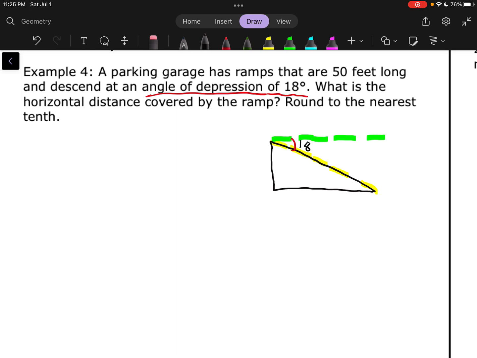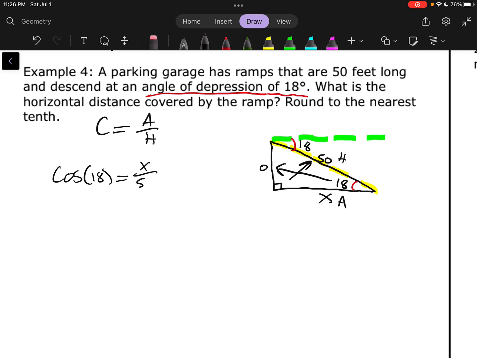What's the horizontal distance covered by the ramp? Our horizontal line is this one, right? So let me flip that angle of depression down here. I'm going to write the 18 down here. And they also said that the ramps are 50 feet long, so this is actually the ramp. That's the 50. If I draw my arrows, that's my O, that's my H, that's my A. So this is A and H, so this is cosine. Cosine is A over H. So this is cosine of 18 is equal to x over 50.